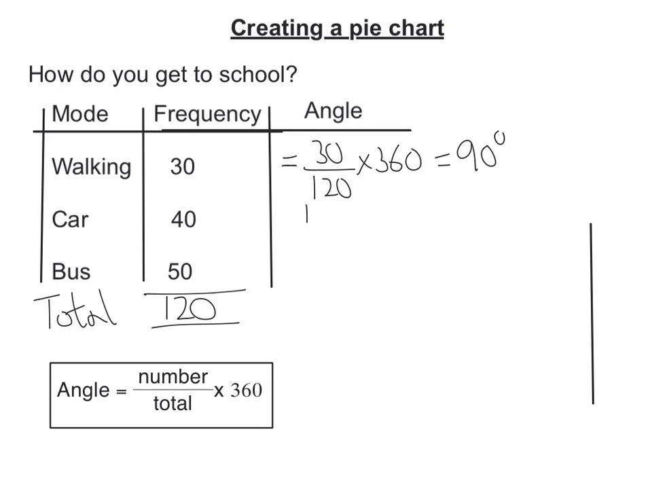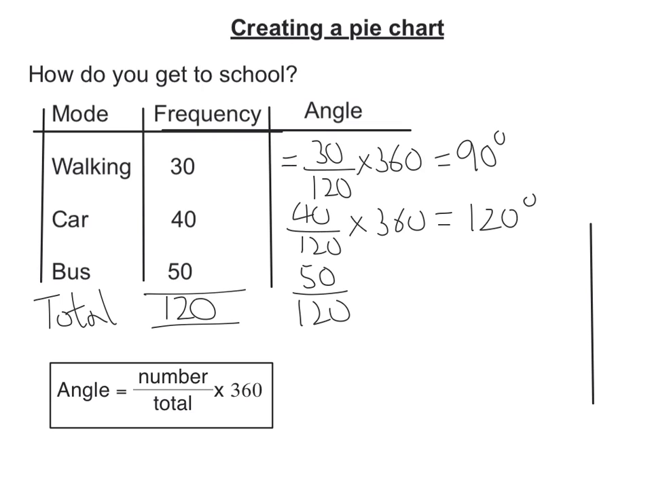Do the same for the car, so that's 40 over 120 times 360. That gives me 120 degrees. And lastly, for the bus, 50 divided by 120 times 360 is 150 degrees. Now we can check we got this right because these three values here should all add up to 360, which they do.